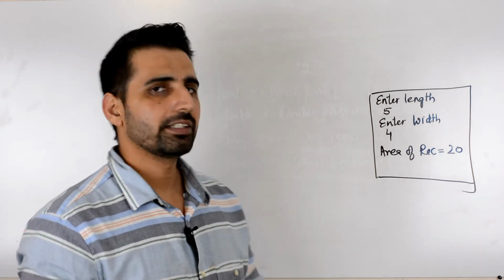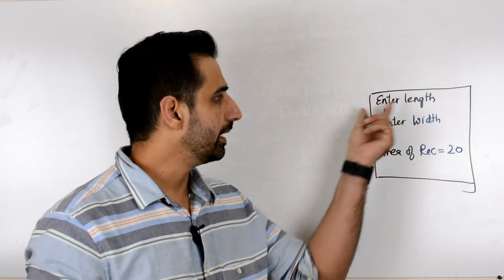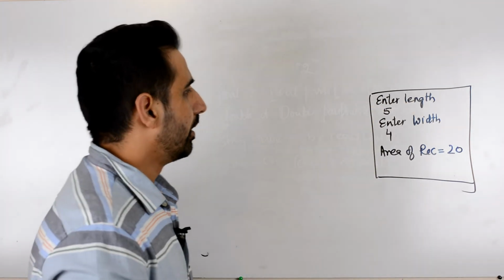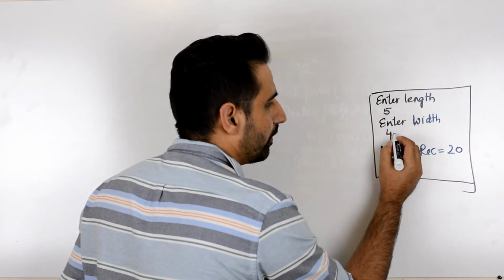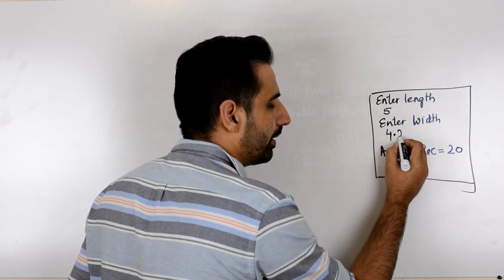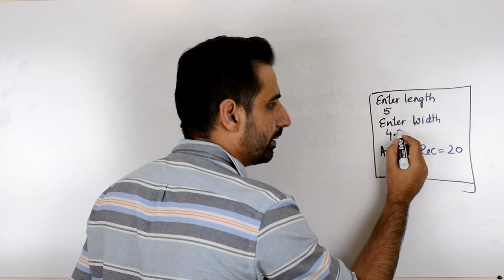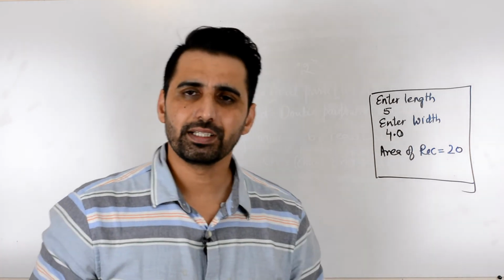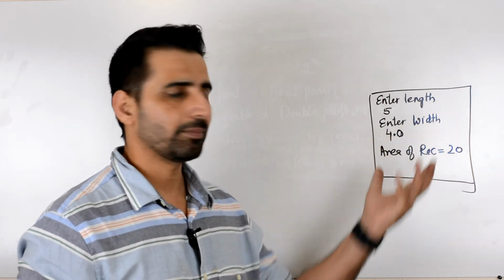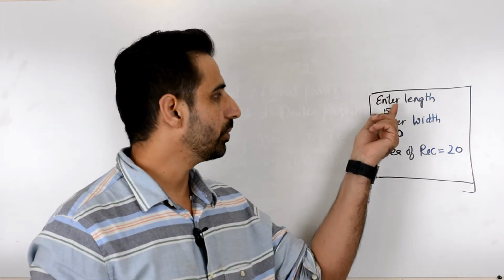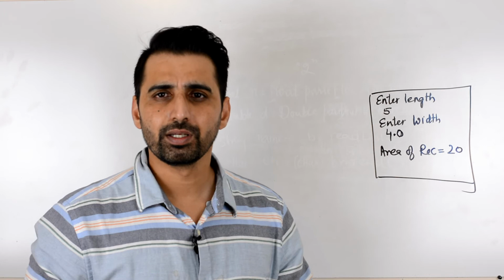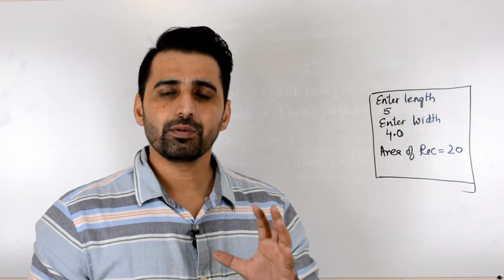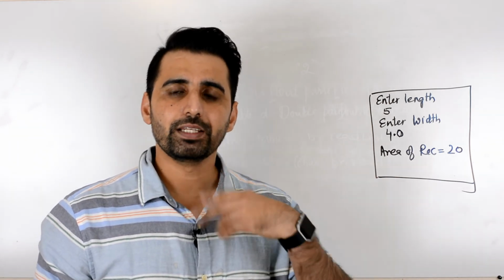So first thing, what is it printing? First it is printing enter length. And instead of 4 I want to write 4.0 or 4.5, 4.3. It's not fixed, and it means I can accept a floating value. In this one I am accepting only an integer value. So first thing we have to do is accept 2 values from the user.